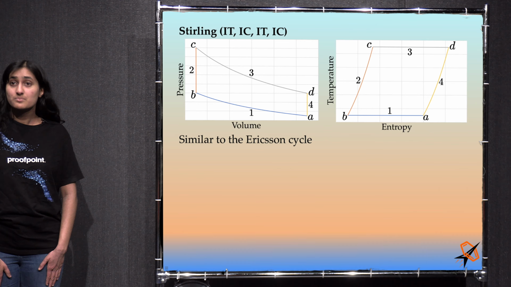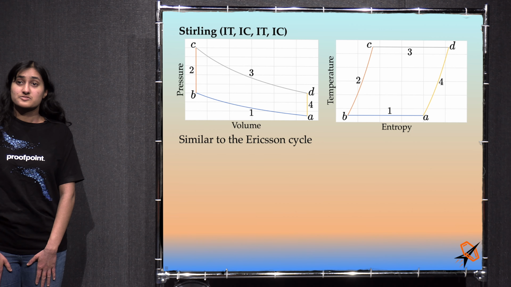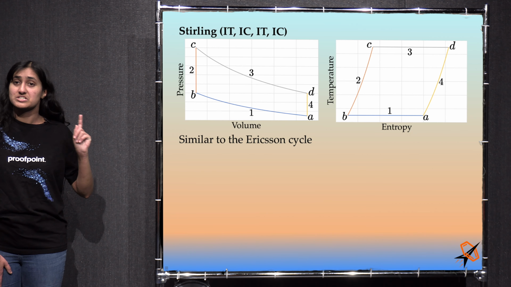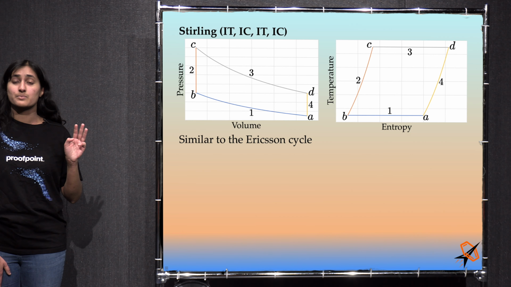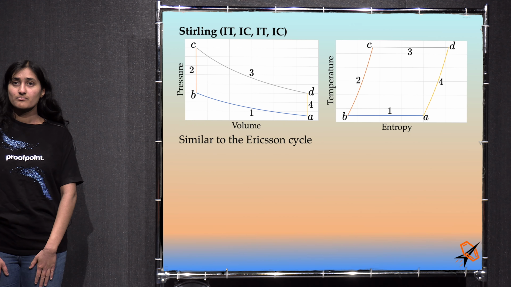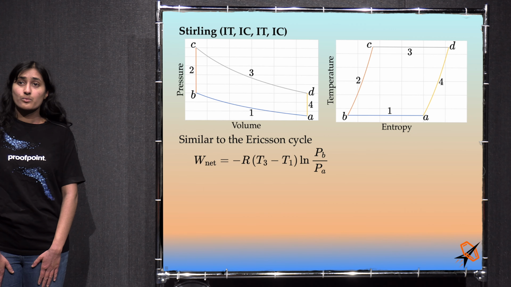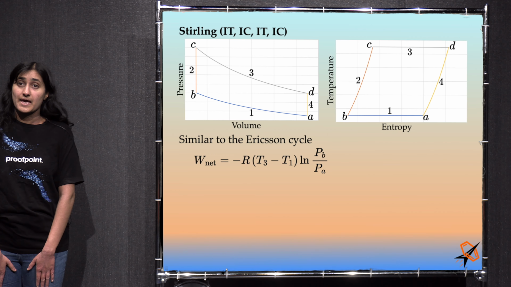The Stirling cycle is similar to the Ericsson cycle, but replaces the isobaric steps with isochoric steps. The Stirling cycle steps are 1. An isothermal compression from A to B at temperature T1. 2. An isochoric heating from B to C. 3. An isothermal expansion from C to D at temperature T3. 4. An isochoric cooling from D to A. There is no work consumed or generated in the isochoric steps, so the net work is negative R (T3 minus T1) log PB over PA.